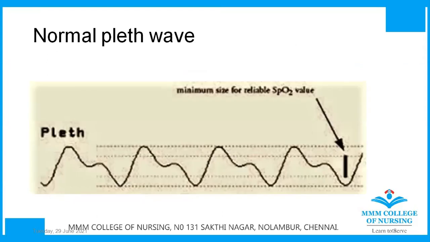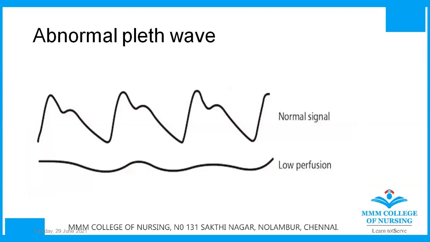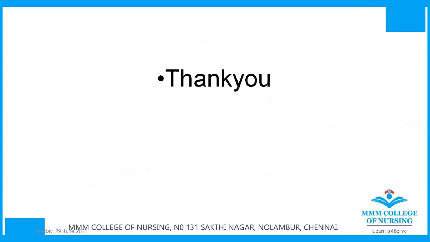This is a normal wave, which shows a rise and a consecutive fall of the wave. And this pleth wave, if it deviates from the normal signal, and a flat wave represents low perfusion to the body part which is being sensed in the signal. Thank you.